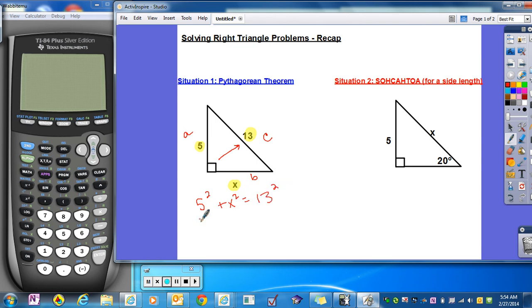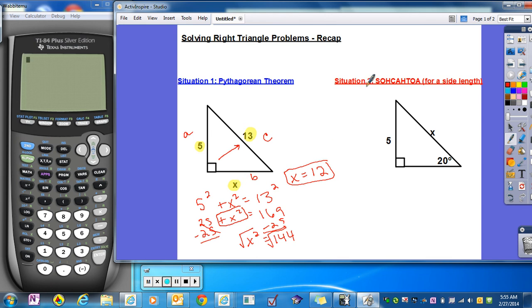And then to solve, 5 squared is 25, so I have 25 plus x squared equals 169. I want to get x squared by itself, so I'm going to subtract 25 on both sides. When you do that, you end up getting x squared equals 144. To get x by itself, you have to take the square root. When you take the square root of both sides, you get that x is equal to 12. So in this problem, my missing side length is 12.